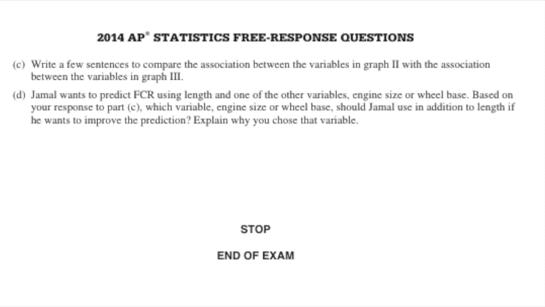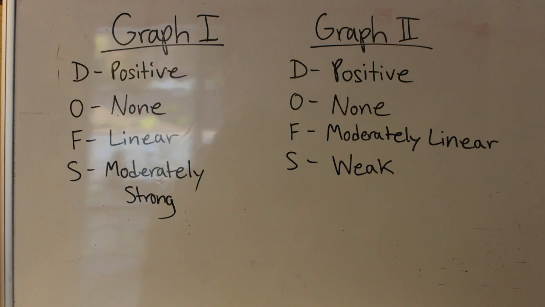Write a few sentences to compare the association between the variables in Graph 2 with the association between the variables in Graph 3. So for Graph 2, it's comparing the size of the engine in liters with the residuals of the FCR, and it shows a strong positive linear association. And then for Graph 3, it's comparing the size of the wheelbase in inches, and there seems to be a less positive linear association. Therefore, I think we can conclude that the correlation between the engine size and the FCR is stronger than the correlation between the wheelbase and the FCR.